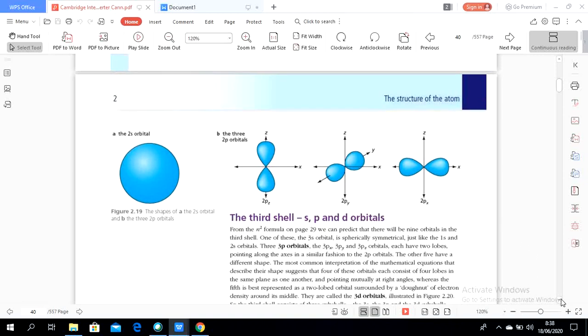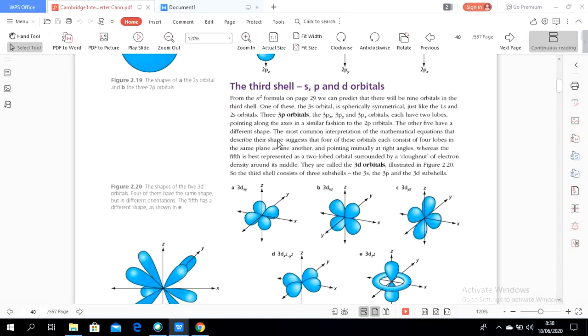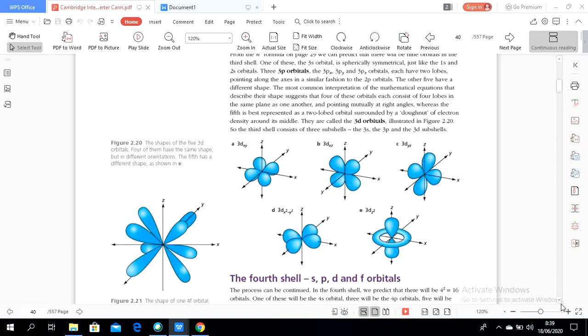And then the third shell, s, p and d. The s is also spherically symmetrical, and then p consists of px, py and pz, while d consists of dxy, dxz, dyz, dx squared minus y squared, and dz squared. So these are the shapes of how they look. Okay, we need to know that there is a d orbital set. The d subshell consists of five orbitals.